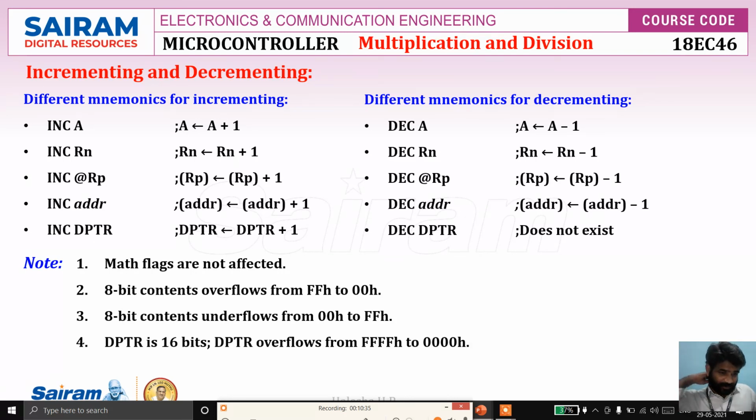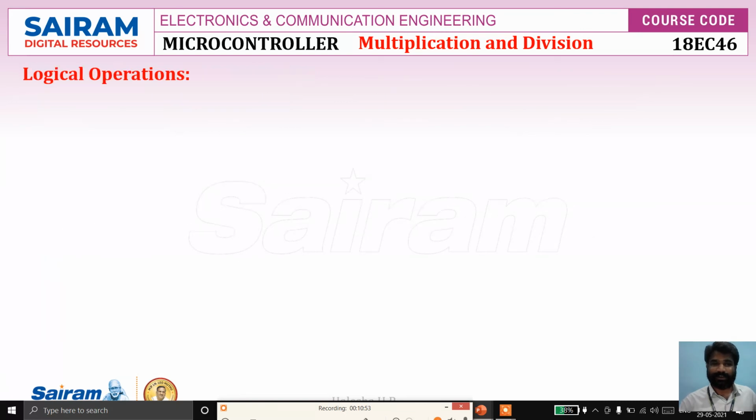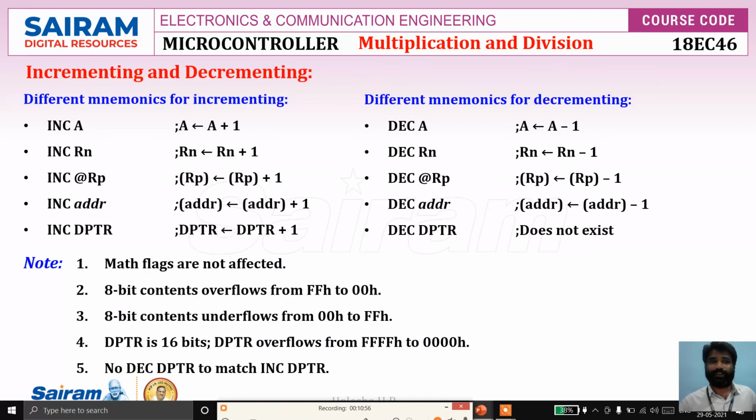And in the case of a 16-bit number, that is DPTR, we keep on incrementing. When it reaches FFFFH, if you increment again, it becomes 0000. And we don't have a DEC DPTR instruction to match the INC DPTR instruction. Clear now? So this is about arithmetic instructions. All the arithmetic instructions are over.